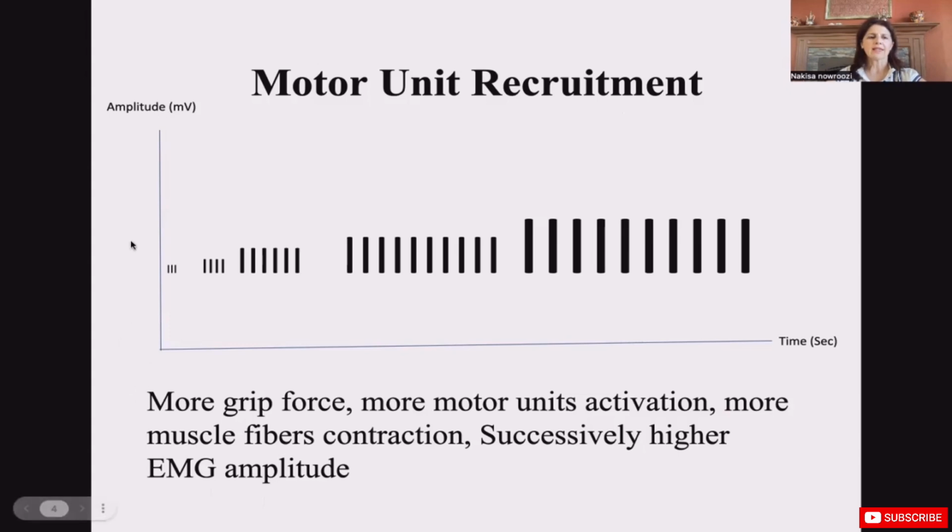Here in the y-axis, we have the amplitude of response in millivolts. Here is our time in seconds. And as we are recruiting more motor units, we get a stronger and stronger response because more motor units are activated. The amplitude of response is higher and higher.